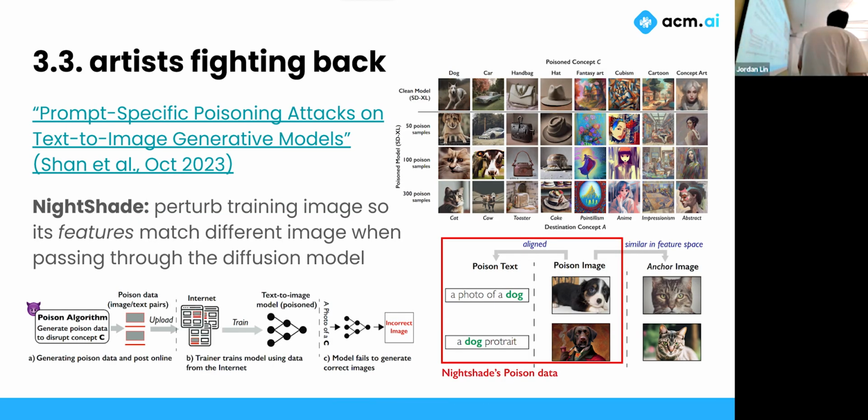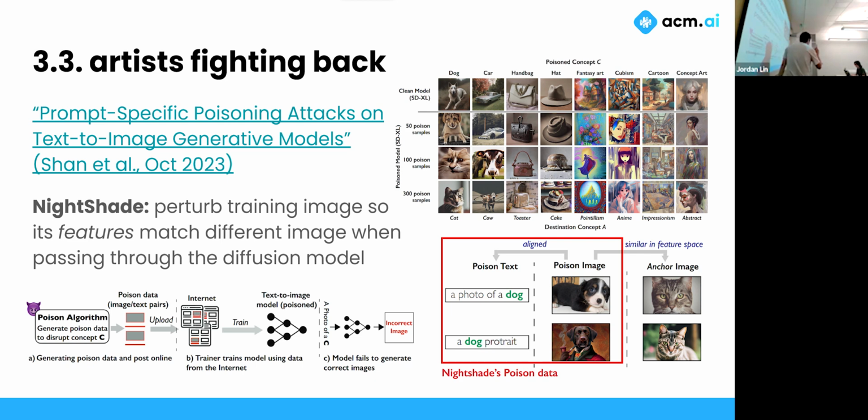Just to pay homage to Benson a little bit, artists fighting back. So recently, this was October, someone came out with Nightshade, which is very interesting because the goal is to do data poisoning for diffusion models, where say I want to generate a bunch of text-image pairs where the text is clearly a photo of a dog, but if you fine-tune diffusion models on this for even very few steps, it's going to start generating pictures of cats when you put in dog.